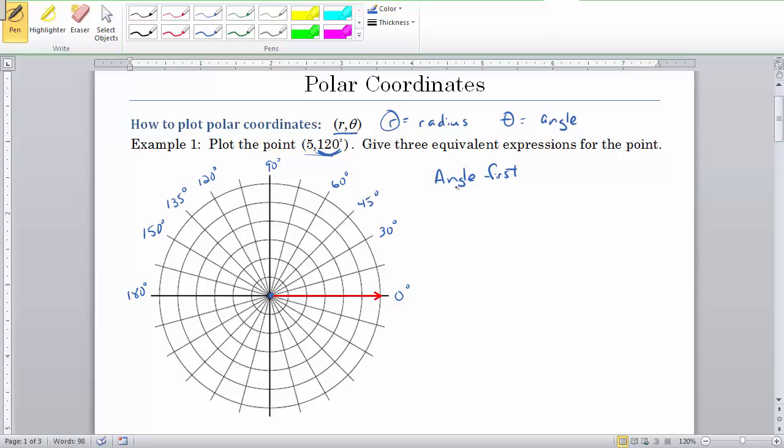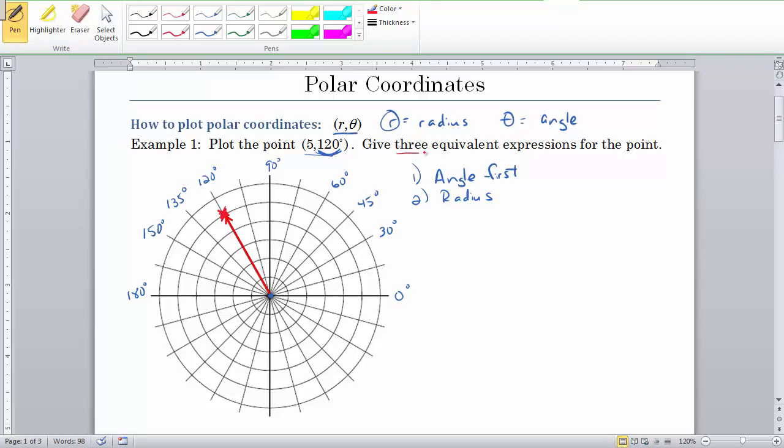So we're going to do the angle first. I'm going to take this and rotate it to 120 degrees. And then the second thing I'm going to do is go out the radius. I want to count out 5. I don't need it to go all the way out to here. So 1, 2, 3, 4, 5. That's where I want my point to be. So I've plotted that point. The arrow really doesn't have anything to do with it. I'm just showing you that you rotate and then you go out.